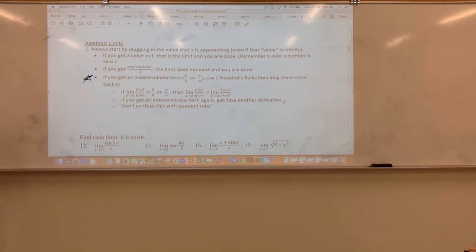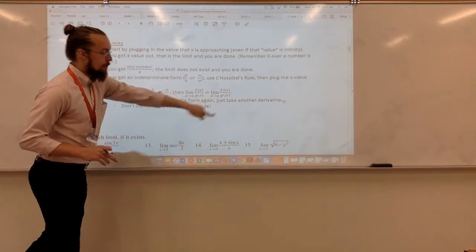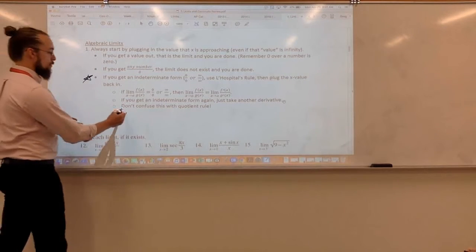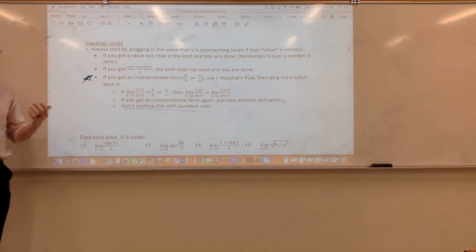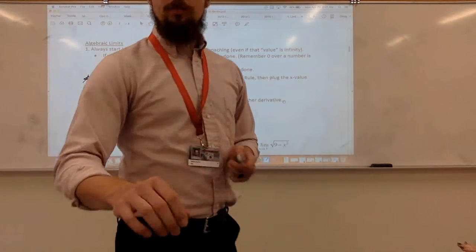L'Hopital's rule just says, if we get an indeterminate form, then just take the derivative of the top and derivative of the bottom. Make sure that we don't confuse this with quotient rule. This is different than quotient rule. So let's take a look at a few of these real quick.